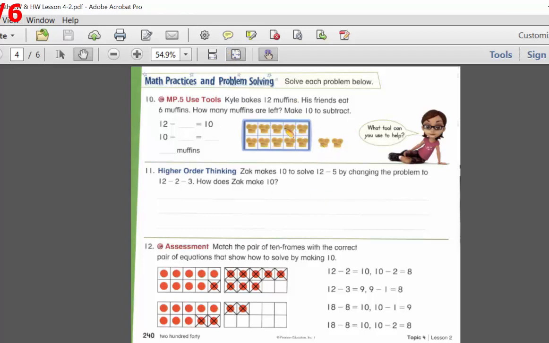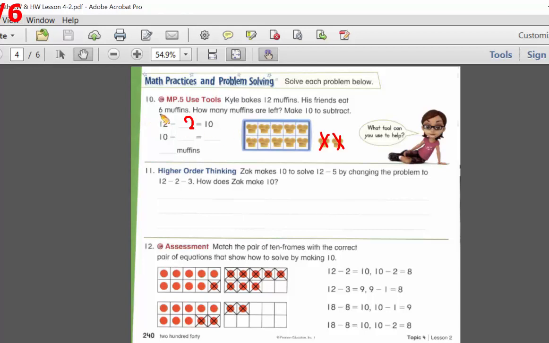I have 12. Yes, I have 12. So here, how many counters do I have in all? I have 12. How many counters will you cross out to make 10? We'll cross out 2. 1, 2. So first we know 12 minus 2 equals 10.